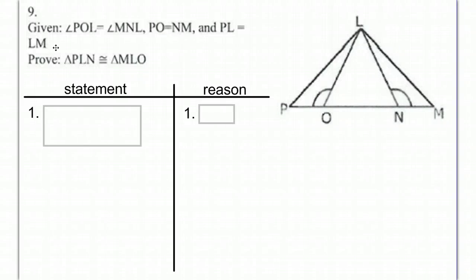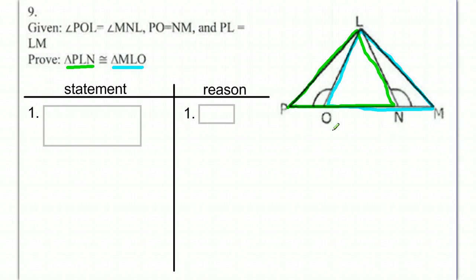This is Geometry Section 3.4, problem number 9. And we are trying to prove that two overlapping triangles are congruent. We have triangle PLN right here, and we also have triangle MLO overlapping with it on the outside right there. So we need to find some way to prove that those two triangles are congruent.